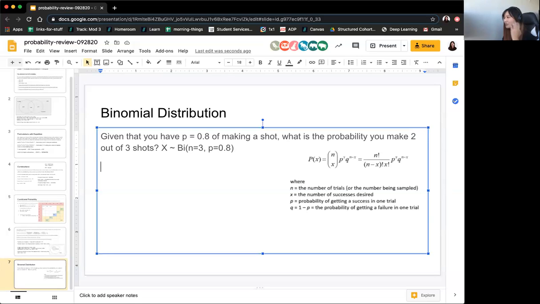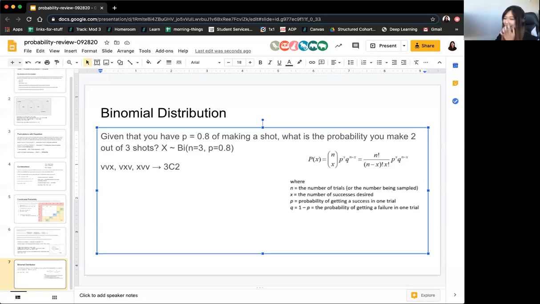So, all right, 3 shots in basketball. Let's say you make the first two and you miss the last one. That's one way to do it. Let's say you miss the second one, and then the other option is you miss the first one. So these are the 3 different ways you can make 2 out of 3 shots. And the number of these ways actually translates to 3 choose 2, because it's the number of ways of choosing 2 successes out of 3.